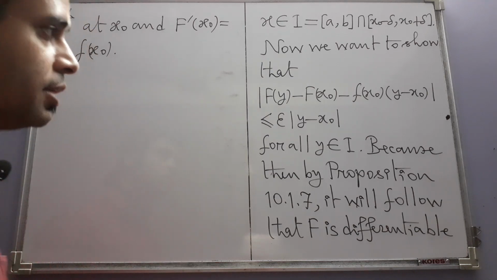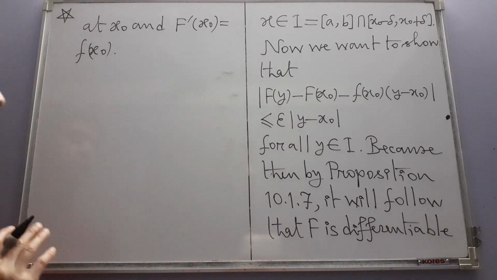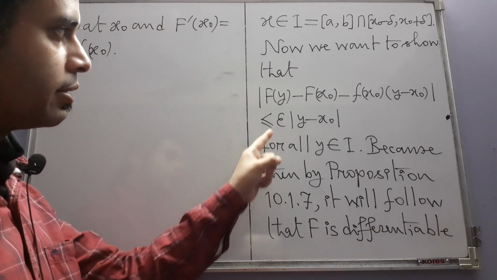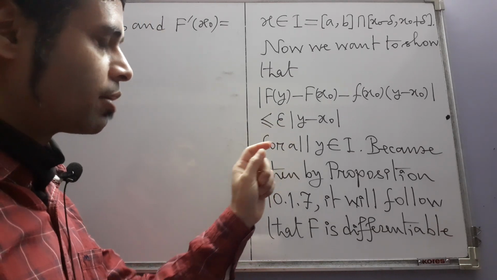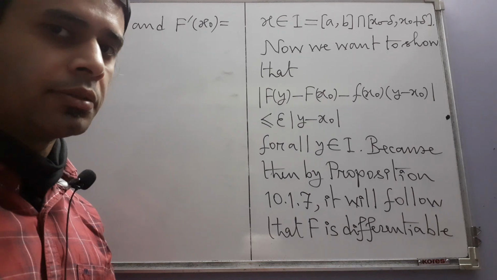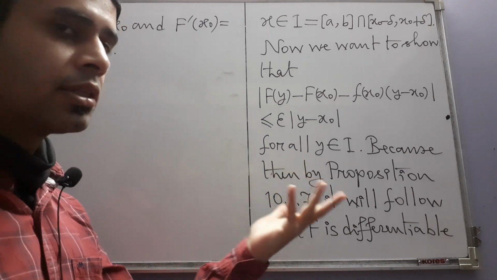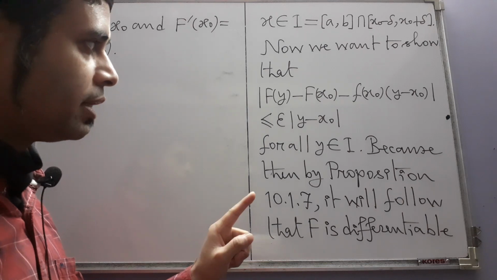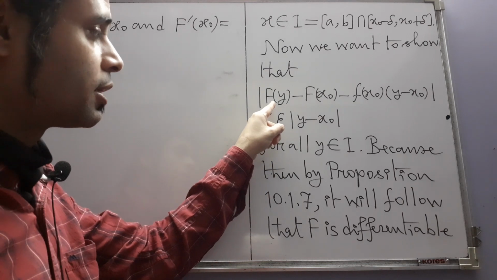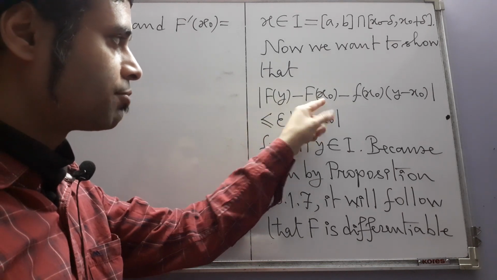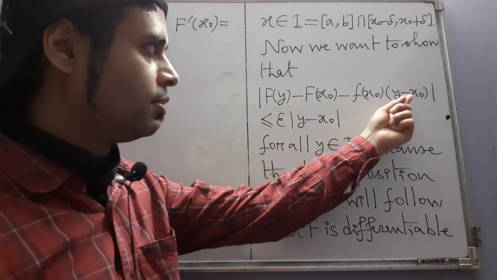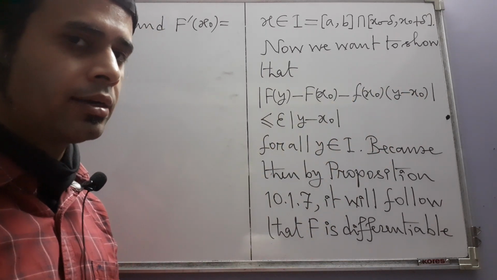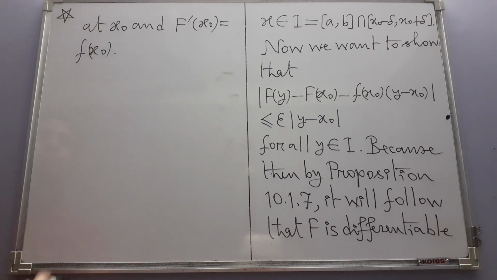So let's now fix y. Oh, and one more thing, before we do anything, let us note that this inequality is true for one particular value of y. It just simply is true, which is when y is equal to x naught. If y is equal to x naught, what do you get? F of x naught minus f of x naught, so this becomes 0. This term also becomes 0, this one also becomes 0. So in that case the inequality is trivially true.